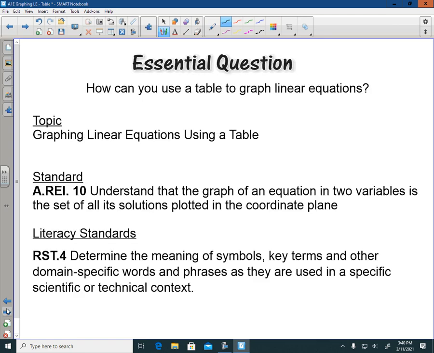All right, the essential question today: how can you use a table to graph linear equations? The topic: graphing linear equations using a table. So let's get started.